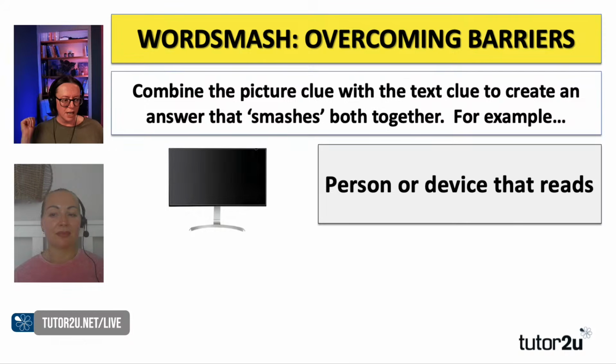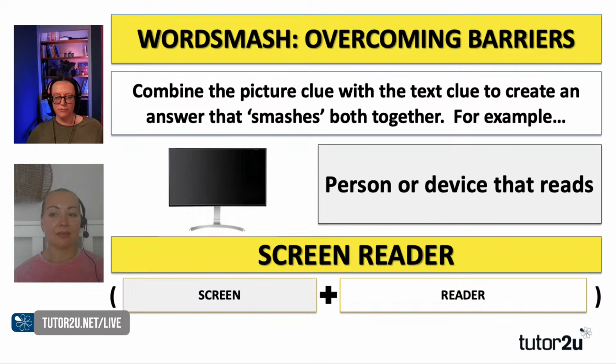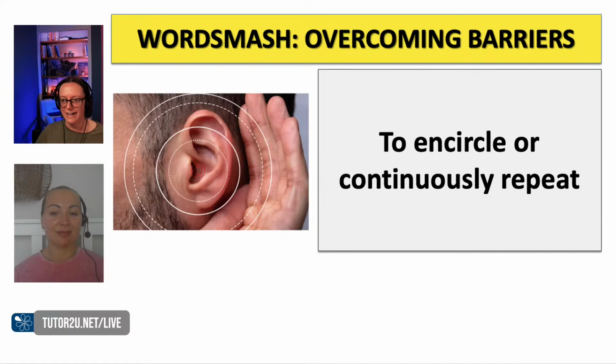So if I just talk you through it, we've got a screen on the left-hand side, and then it says person or device that reads, which is reader. So your answer would be screen reader. A screen reader is a way of overcoming a barrier if you are visually impaired. It will read out what's on the screen in front of you. So hopefully everyone gets how we do these. Let's go for the first live one.